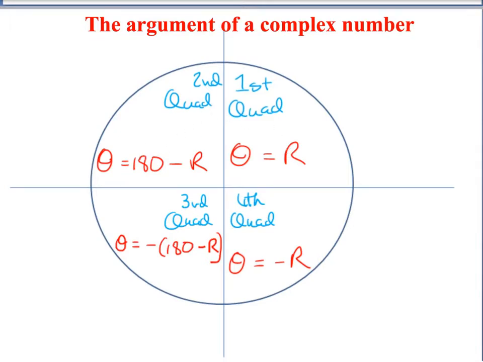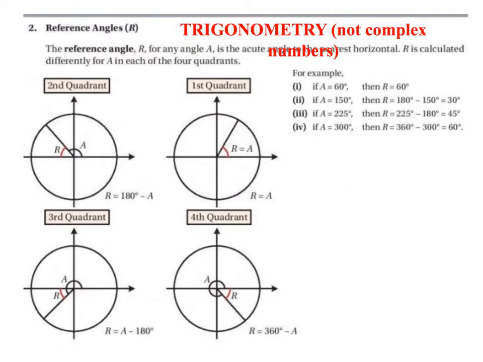So if it's in the third quadrant, we still do 180 degrees minus the reference angle, but then we add a minus. And if it's in the fourth quadrant, it's just going to be whatever the reference angle is, but add on a minus. So if it's above the real axis, it's positive. If it's below the real axis, it's negative. It's important to note that these are different rules for the reference angles in trigonometry.